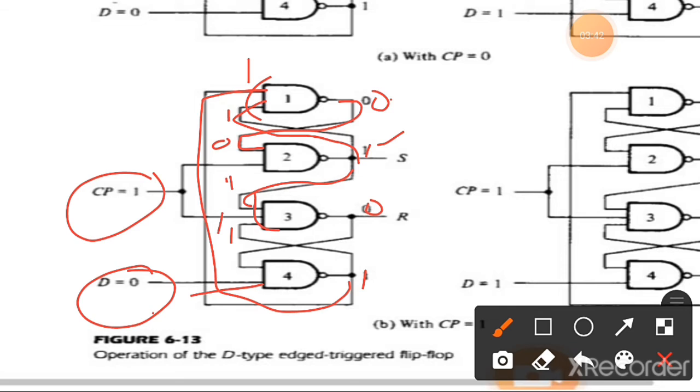So when the D input is equal to 0, the output of gate 4 becomes 1, this output goes here, and gate 1 changes to 0. Also, the S and R values change. S is equal to 1 and R becomes 0.